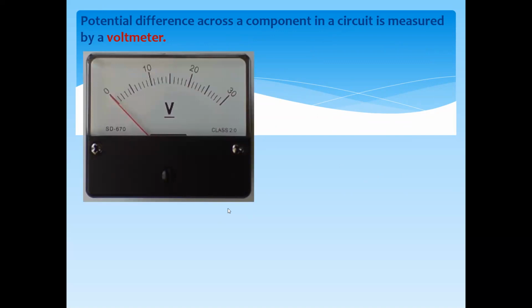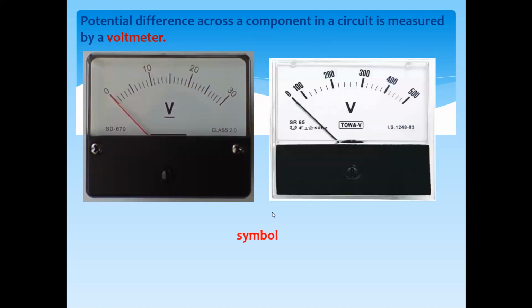If we want to measure a potential difference, we will use a voltmeter, and the circuit symbol for a voltmeter is a circle with the letter V.